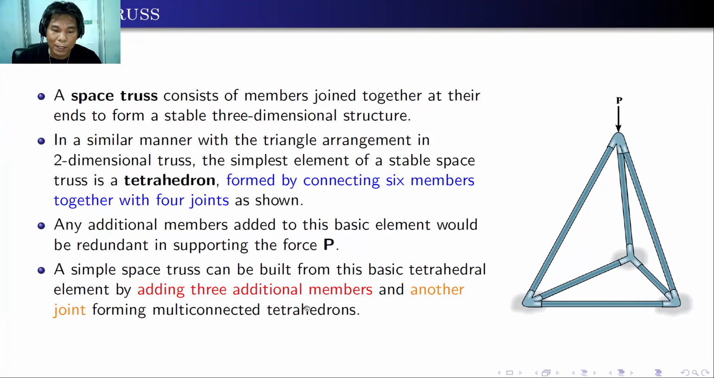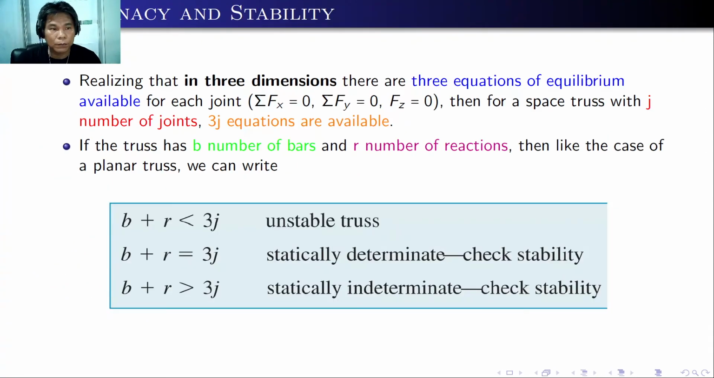Any additional members added to this basic element would be redundant in supporting the force P. A simple space truss can be built from this basic tetrahedral element by adding three additional members and another joint, forming a multi-connected tetrahedron. So unlike with the 2D, two members, one joint, here, three members, one joint.